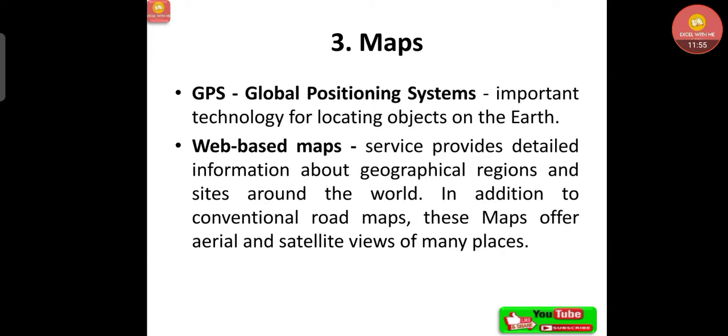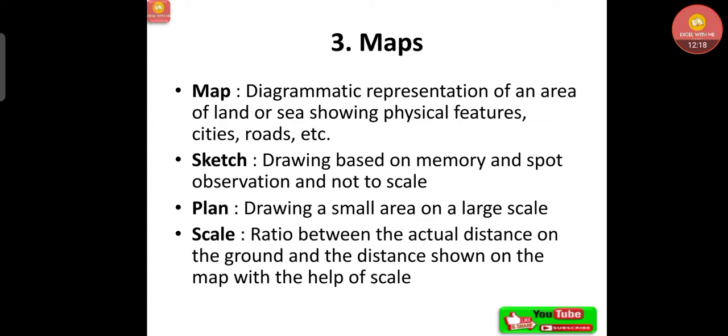Now, what is GPS? Global Positioning System. Very important nowadays, an important technology for locating objects on the earth. Web-based maps, that is, a service that provides detailed information about geographical regions and sites around the world. In addition to conventional road maps, these maps offer aerial and satellite views of many places.